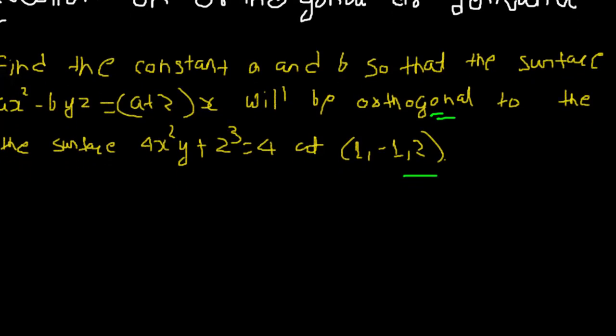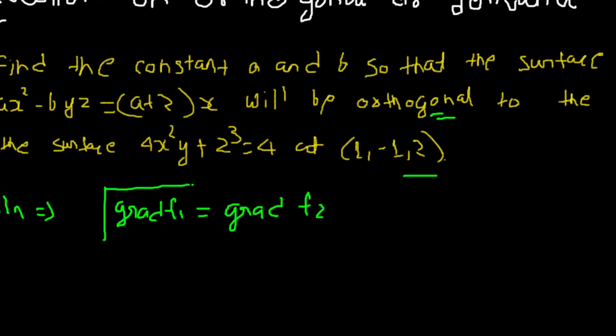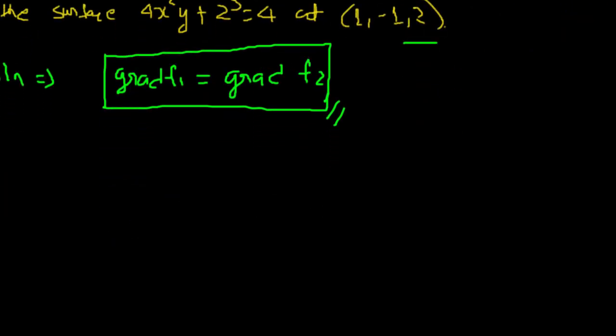The only thing we have to know whenever the term orthogonal is there is that the gradient of f1 will be orthogonal to the gradient of f2. That's the only thing required to solve the whole question. Now it's just basic mathematics of gradient of f1, just like I told you in the previous video.